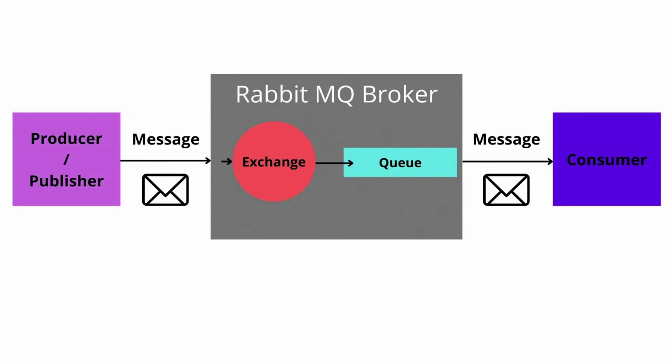Okay, so at this point, we know that an exchange routes a message to a queue.